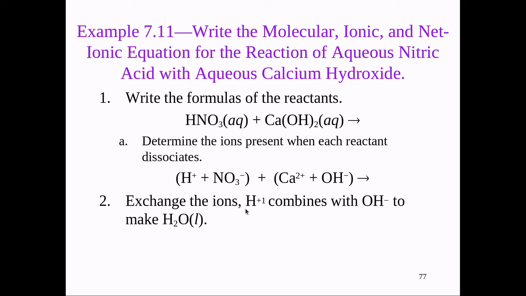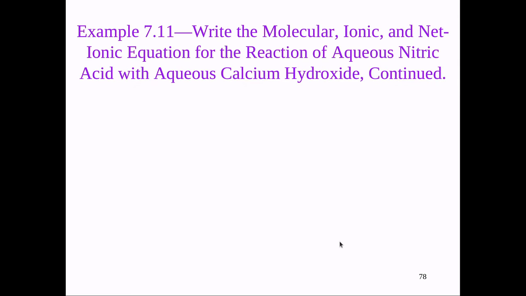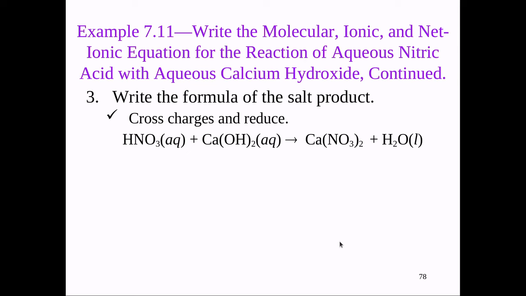And then we need to exchange the ions. But we need to remember that when we have these protons and hydroxides, we're going to form water. So when we do that, we get this as our product. We formed water from the protons and the hydroxides, and then we formed calcium nitrate. Then we're going to write the formula for the salt product. So when we have these two reacting together, we get calcium nitrate plus water. We need to make sure that this guy is a neutral species again, so don't forget to do that.